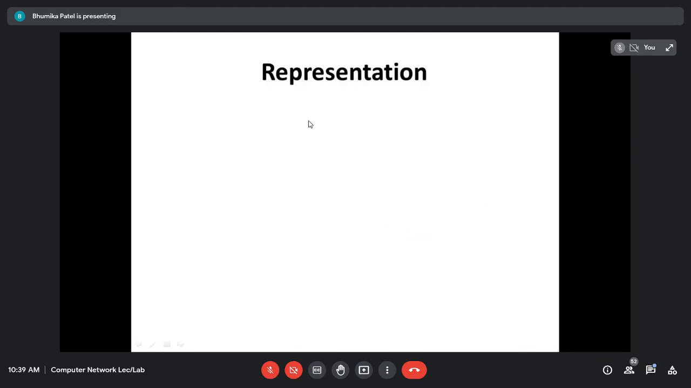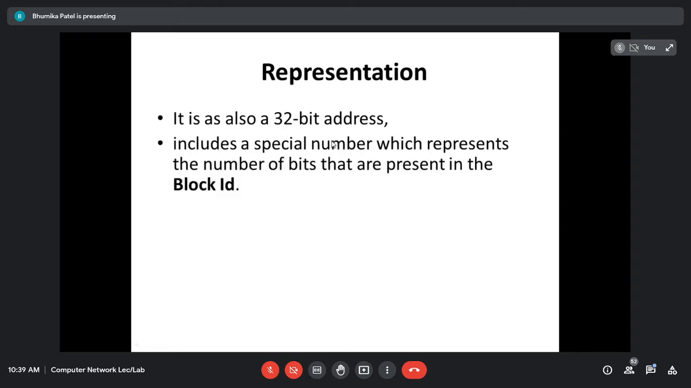Okay, so here first of all we'll see what is the representation of the IP address in the CIDR. Again IP address will be used with the 32 bits only. With the CIDR notation we are going to use only 32 IP bits. Again it is divided into the 4 parts, right? And here there is one more special number which is called the block ID. So instead of the network ID, we are going to use the block ID. So your IP address will be divided into 2 parts. One is called the block ID. Second will be called the host ID.